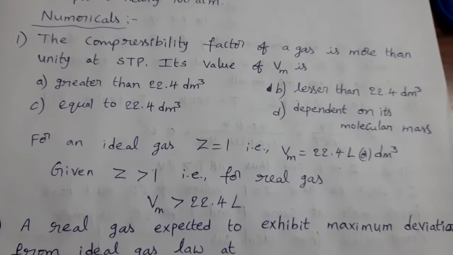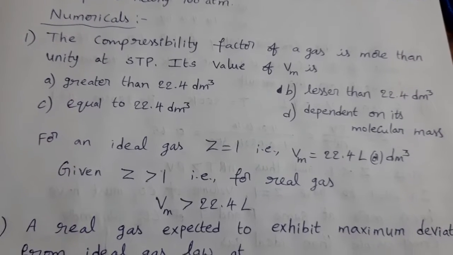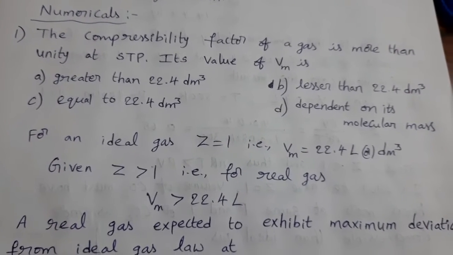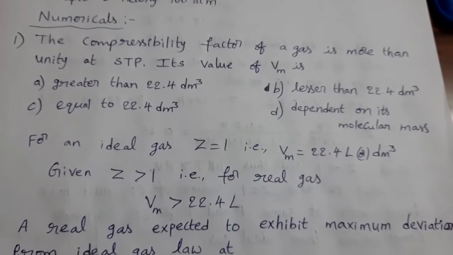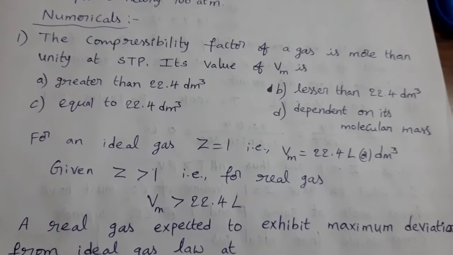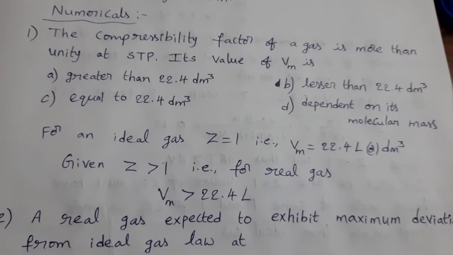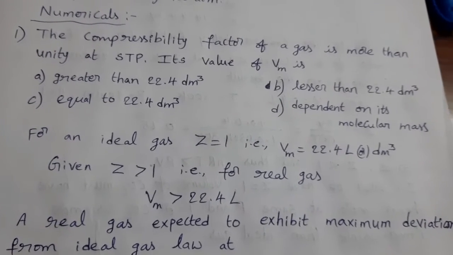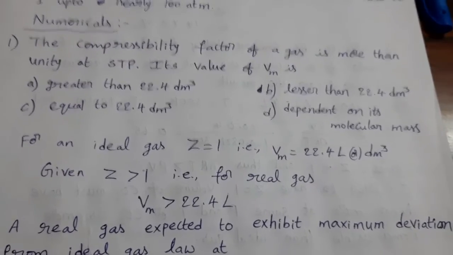The compressibility factor of a gas is more than unity at STP. Its value of Vm, that means molar volume. So compressibility factor is greater than unity. Greater than unity means it shows positive deviation. It is related to real gas. The given compressibility factor is related to real gas.